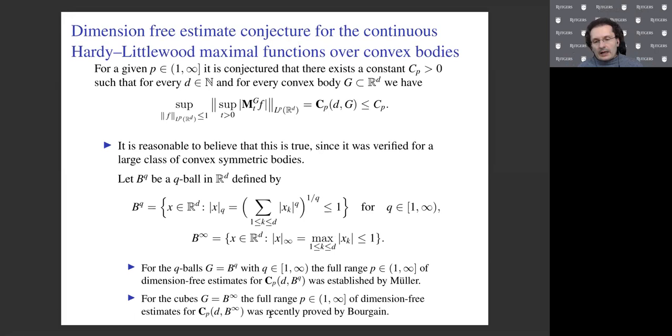What is important here is that when we consider the case of cubes for p equal one, Aldaz showed that the best constant in the weak type (1,1) inequality for the Hardy-Littlewood maximal operator over the cubes grows to infinity with the dimension. And so, therefore, at the endpoint for p equal one, we don't have dimension-free estimates.